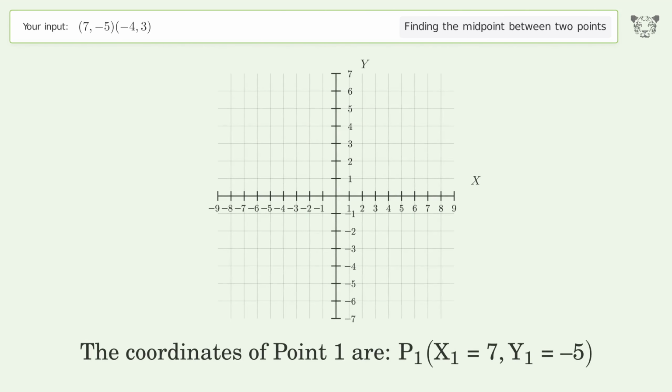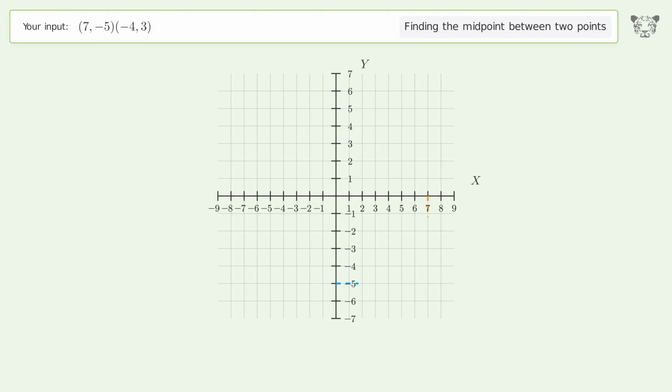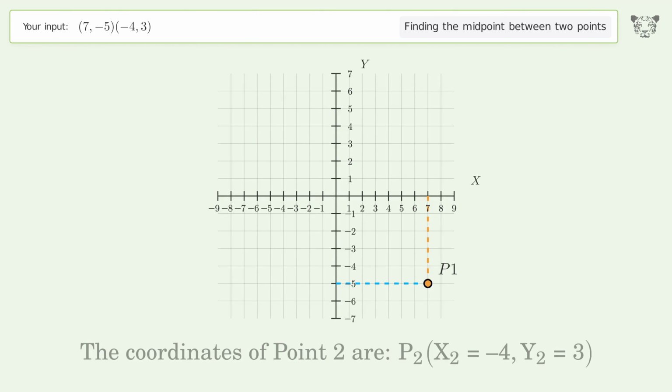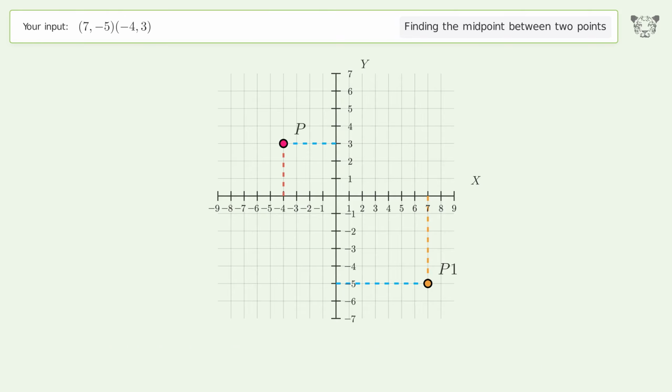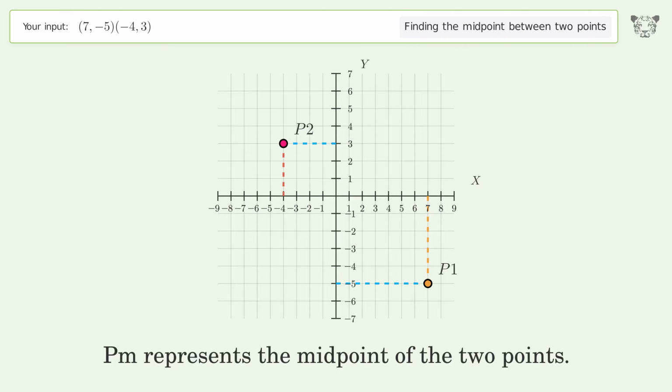The coordinates of point 1 are x1 equals 7, y1 equals -5. The coordinates of point 2 are x2 equals -4, y2 equals 3. PM represents the midpoint of the 2 points.